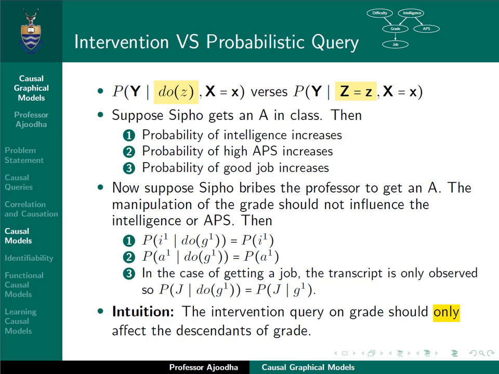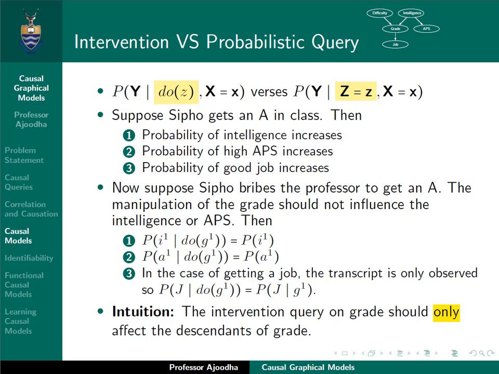But now suppose a different scenario, that SIPO bribed the professor to get an A. I don't know what he did. He bribed the professor, who fell for it and gave SIPO an A. Maybe it was a bribe, could have been blackmail. In that case, the grade has been manipulated, which means that the grade no longer gives us evidence that SIPO is intelligent or that he had a high APS.